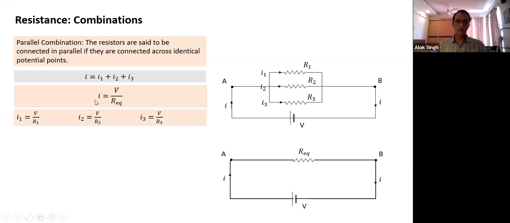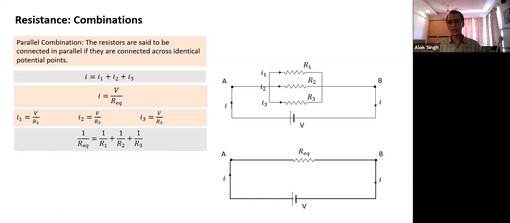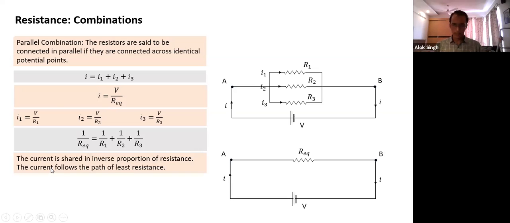So if I substitute this value of I1, I2, I3, the V term will cancel out and we get the expression for equivalent resistance. 1 by Req is equal to 1 by R1 plus 1 by R2 plus 1 by R3. This is something which I had known. And the other thing we noticed here: in case of series combination, current is common, potential is shared in proportion of resistance. Here potential is common, current is shared.